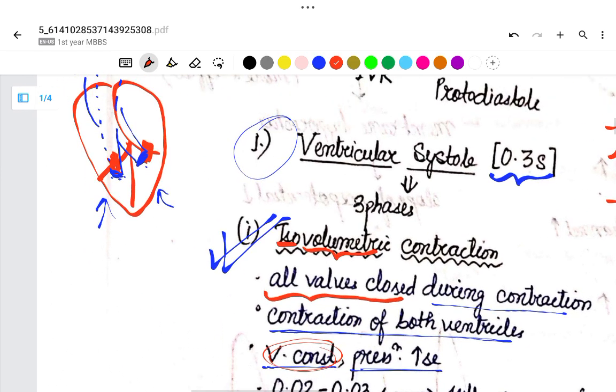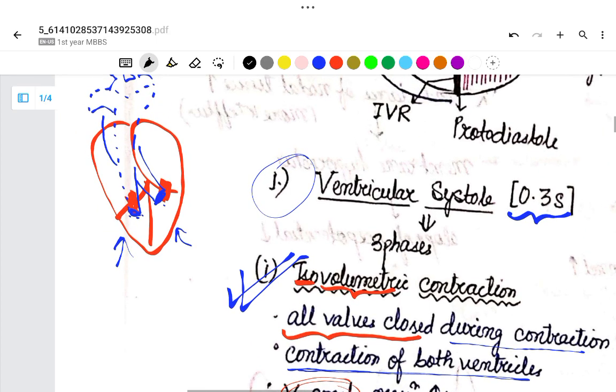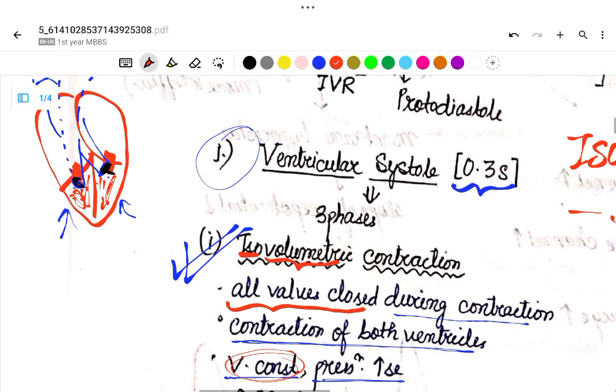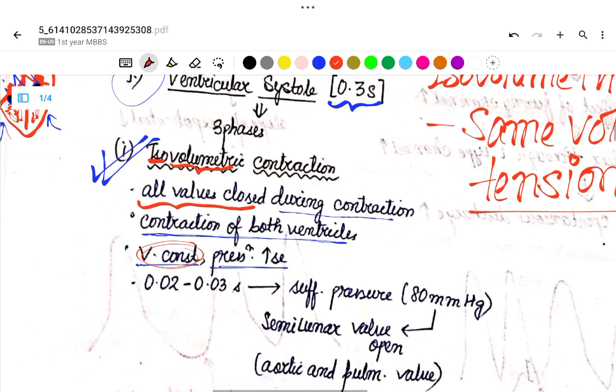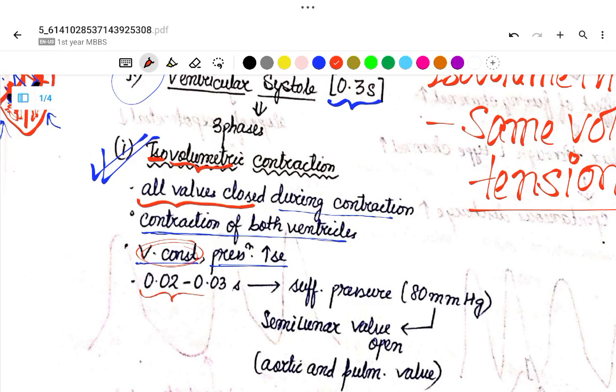Why would the volume remain constant? Because the blood is not flowing. The blood cannot come out because all the valves are closed at this moment. Blood is still here. So volume remains constant, but the pressure changes because we are applying some contraction. And after 0.2 to 0.3 seconds, sufficient pressure is generated, that is 80 millimeter Hg.